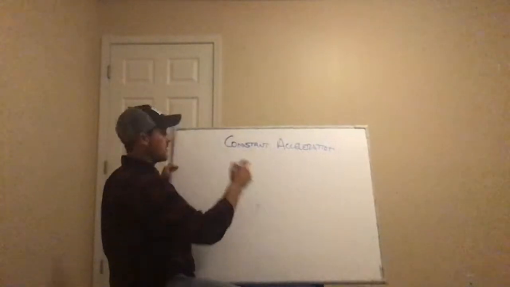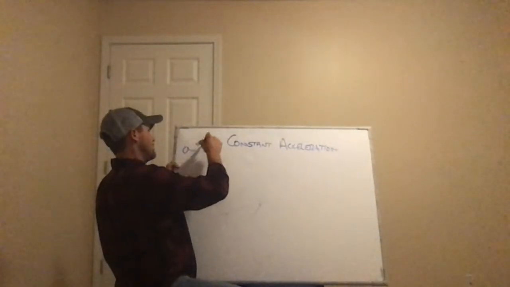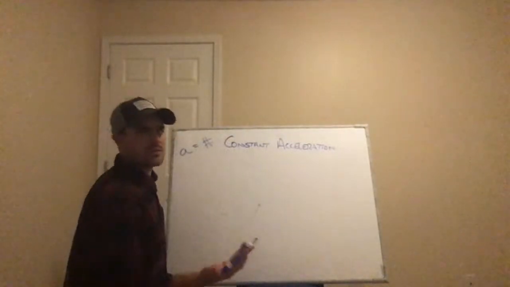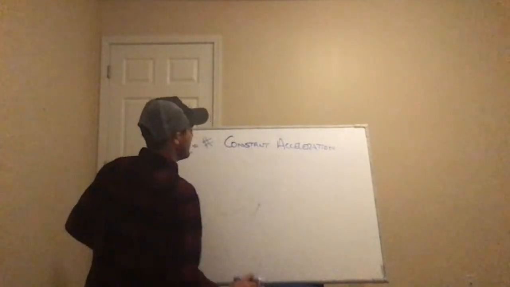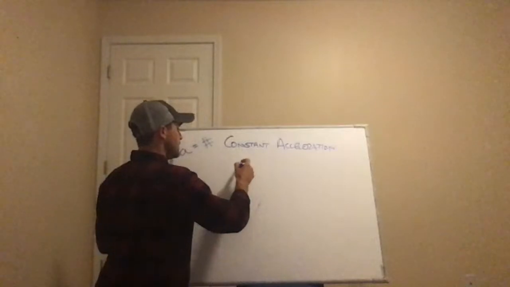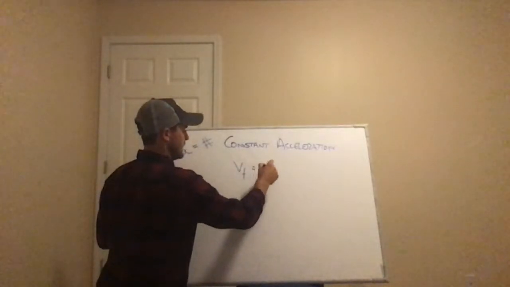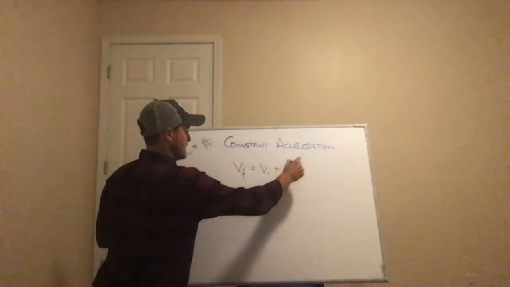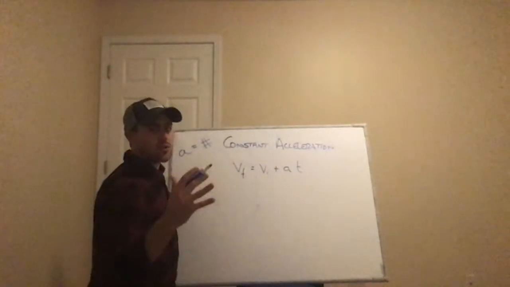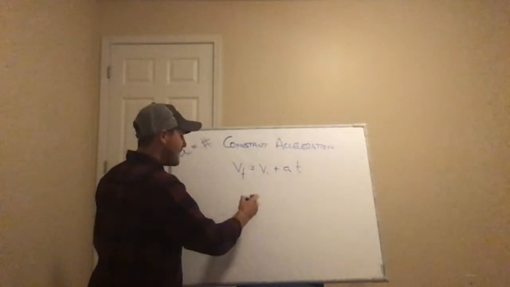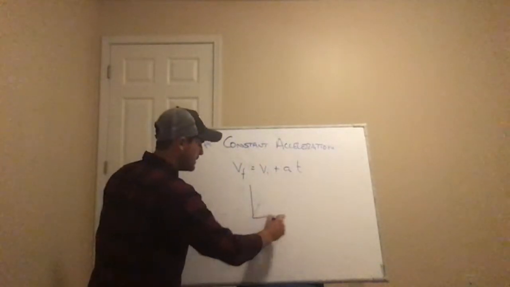Obviously, when it's constant acceleration, we know that the acceleration equals some number. It's non-zero, it equals something. So we had three equations here. And the first of those was this equation: velocity final equals velocity initial plus acceleration times time, which looks incredibly similar to the last equation we used.